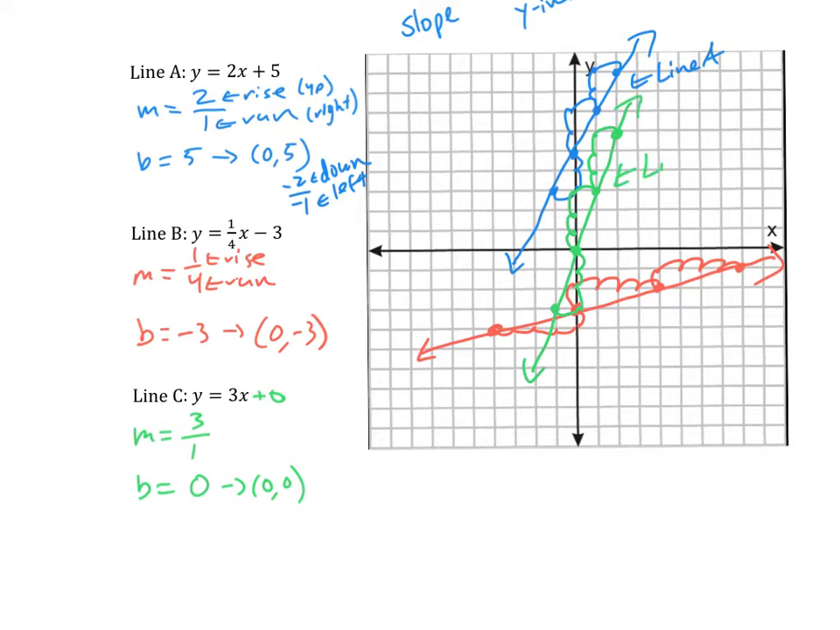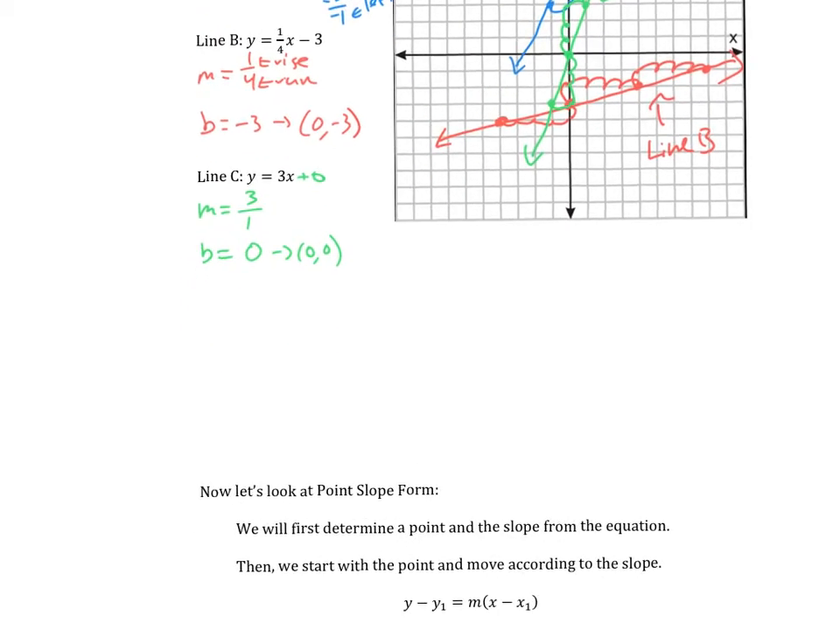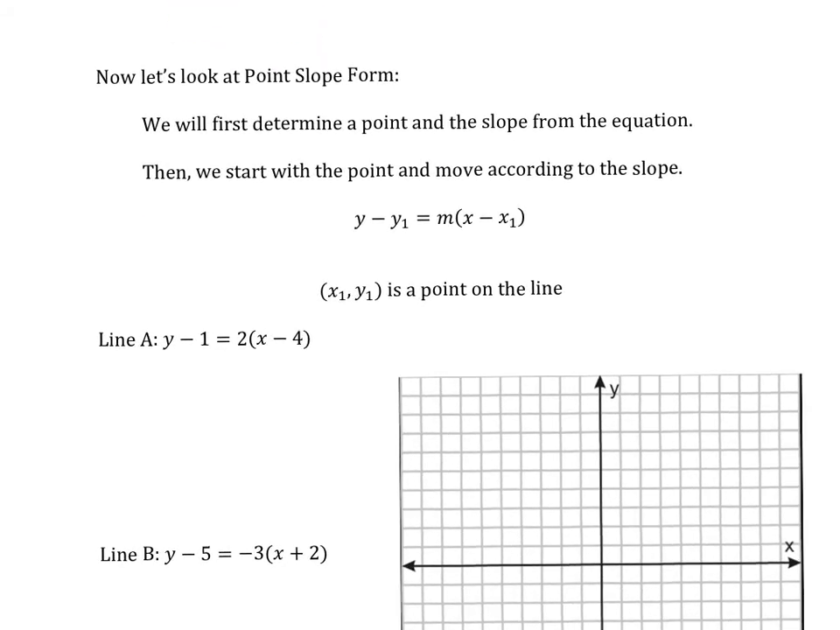So I guess I could label these: line C, and this one is line B. So we start with the point, our y-intercept, and then we move according to the slope. Now let's look at a couple in point-slope form.